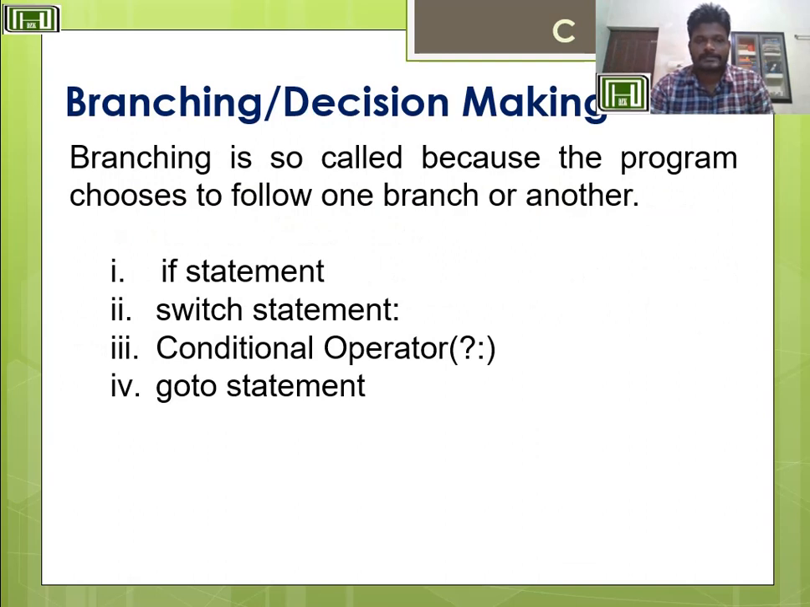So first we are going to discuss branching or decision making statements. It is so called because the program chooses to follow one branch or another. This is also called decision making statement because it makes decisions. The important branching or decision making statements are: if statement, switch statement, conditional operator, that means question mark followed by colon, then goto statement. These are the branching decision making statements: if statement, switch statement, conditional operator, and goto statement.